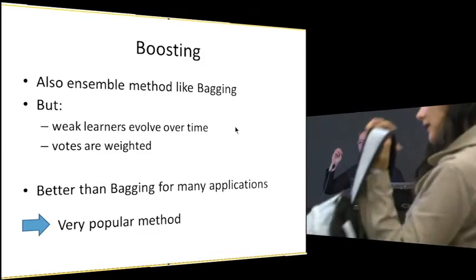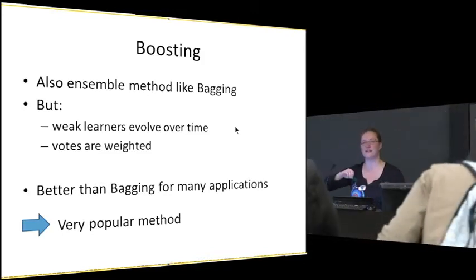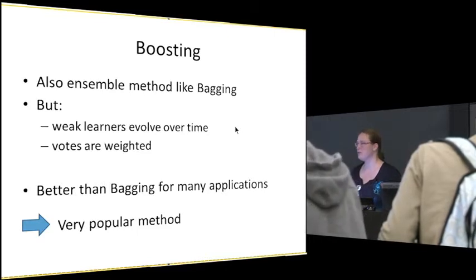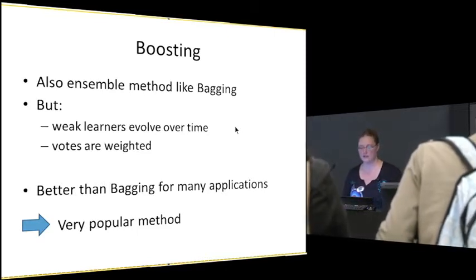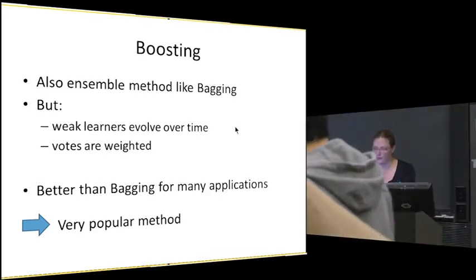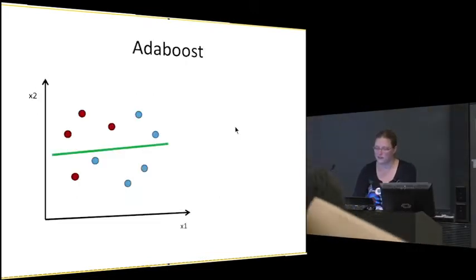Like you say, one performed really well, so I want to put a high weight on the vote of that classifier. The other one maybe did not perform that well, so it gets less of a weight for the actual results. So this is the idea.